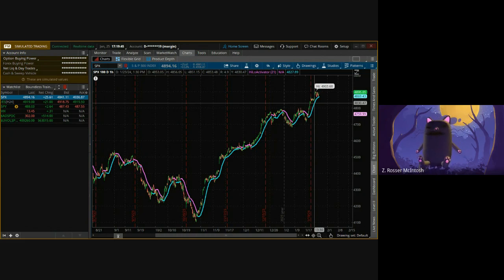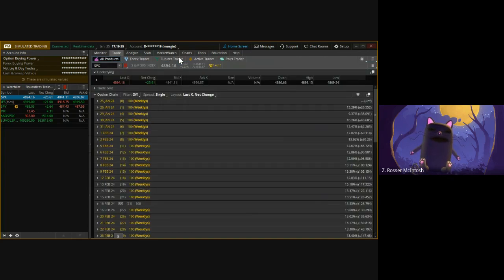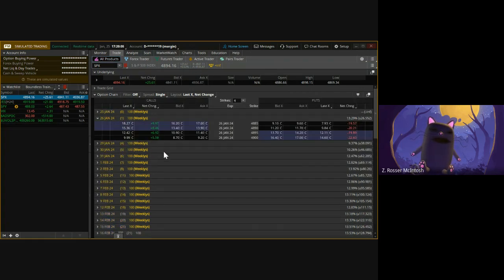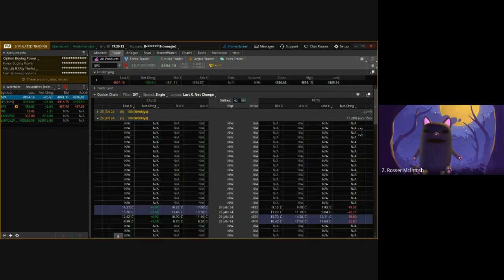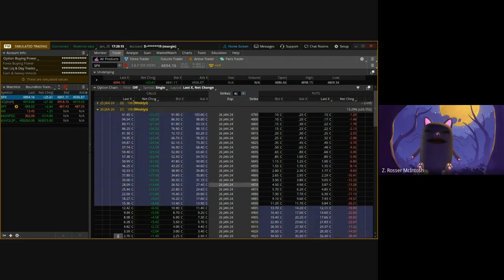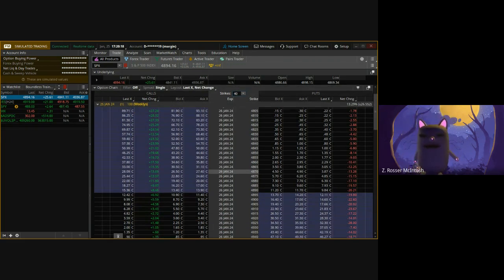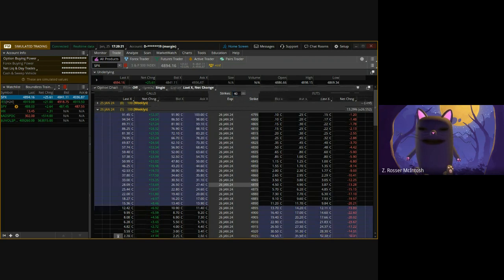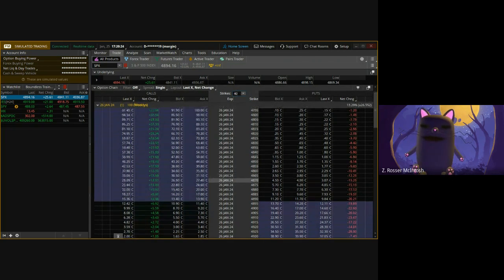Now we're going to move away from this and talk about options for a little bit. Let's go to the trade tab, or control 2. Let's go to Jan 26. And then for strikes, type in like 50, 40. 40 is probably fine. Now this may look intimidating at first. I assure you it's not. It's like a fuzzy teddy bear.